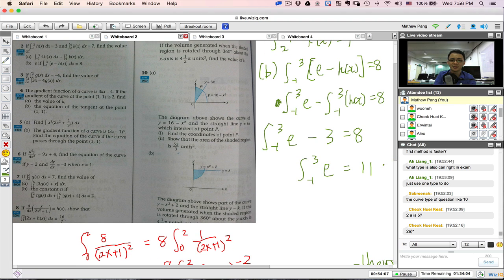Okay, then I just integrate it. See what will happen. So I integrate E, I actually will get EX. E is just a number. Alright, E is just same meaning with pi, E is just 2.7 something. Alright, this is from -1 to 3 equals to 11.